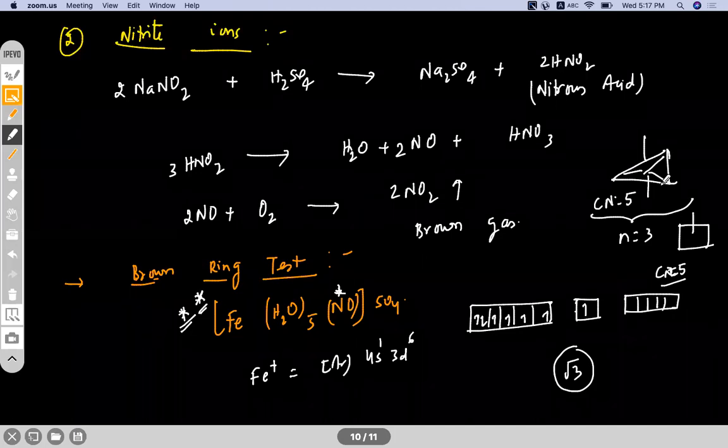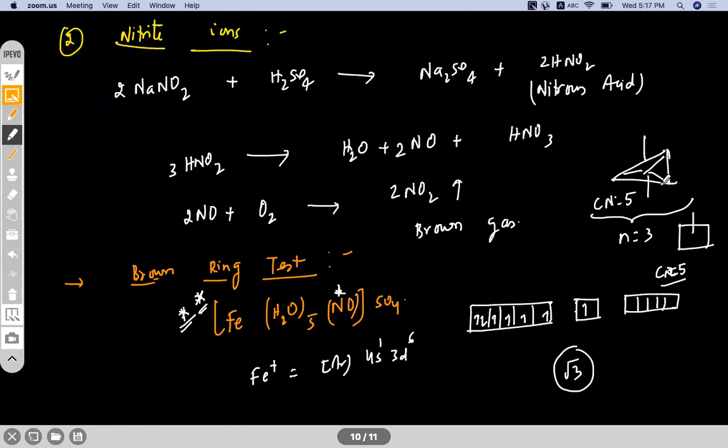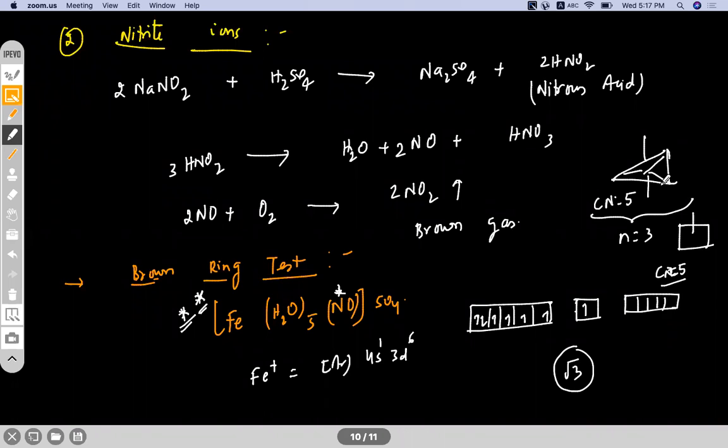Here we do not have it, so you have to keep this in mind. Okay, we are done with this. We have sulfite next. Write down the sulfite ion next.